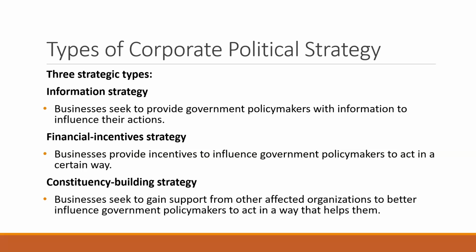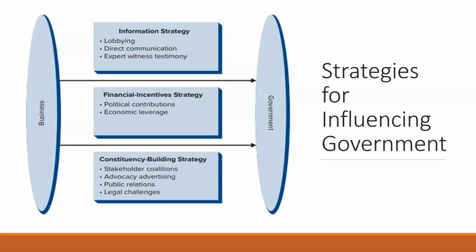Constituent building. So we ask for support, we campaign, we create commercials, maybe we create flyers, but we try to encourage other people that are working with us to also influence government policymakers, to write them letters, to call them, to share their stories. It's part of that information strategy, but where it's not just us sharing the information, we're going out and we're asking others to join us in that. Okay, different ways that we can do this and influence the government. With information strategy, we also have lobbying. Okay, and we're going to look at each one of these individually.